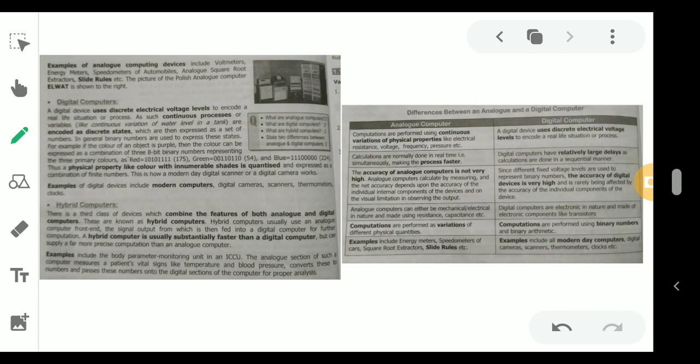So I hope it is clear to you how many ways we can classify computers depending upon the working principle. Thank you, student. I am ending my lecture here.